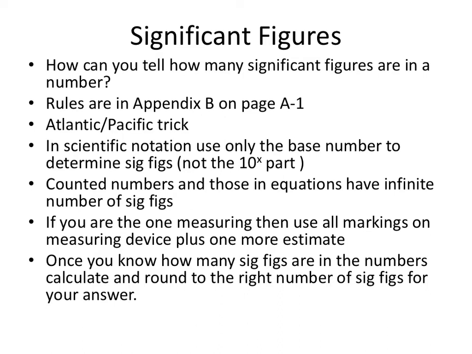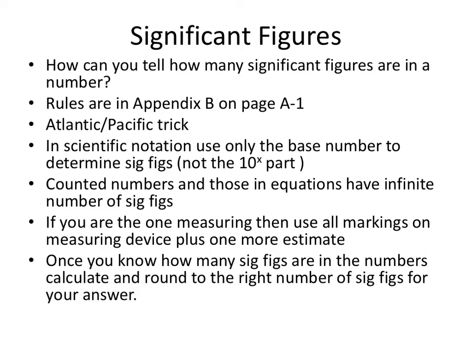When you do scientific notation, only the base number determines the sig figs, not the times 10 to the x part. If you have counted numbers and those in equations, those we don't worry about sig figs. So for instance, if I say there are 10 people in the room, that's pretty accurate. I'm counting 10 people. There's no uncertainty there. Also those in equations, so if I say that an inch is 2.54 centimeters, we don't even worry about sig figs with those.